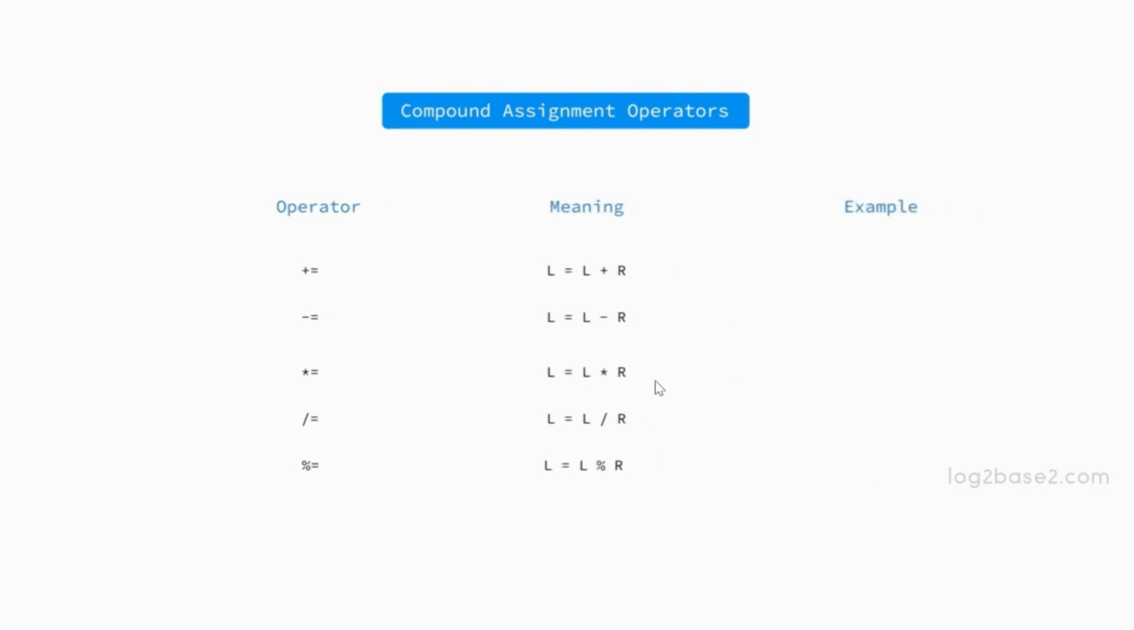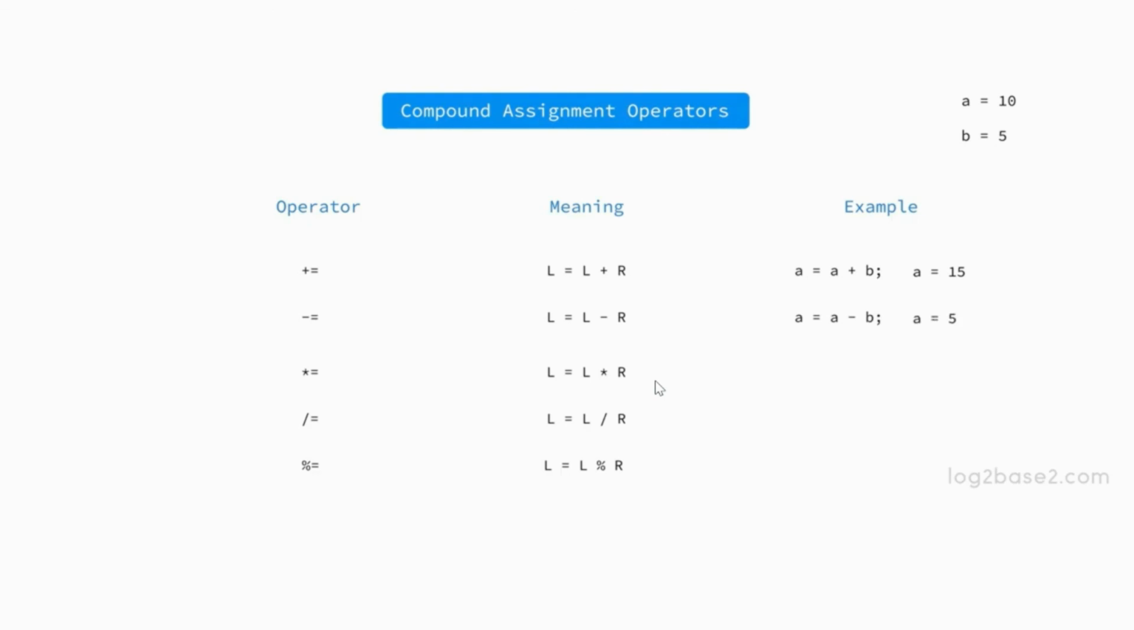Now let us see examples, and let a equal to 10 and b equal to 5. And we have a plus equal to b. As we said, it is equivalent to a equal to a plus b, so we will get a equal to 15. Next we have a minus equal to b, that is a equal to a minus b, and we get a equal to 5.